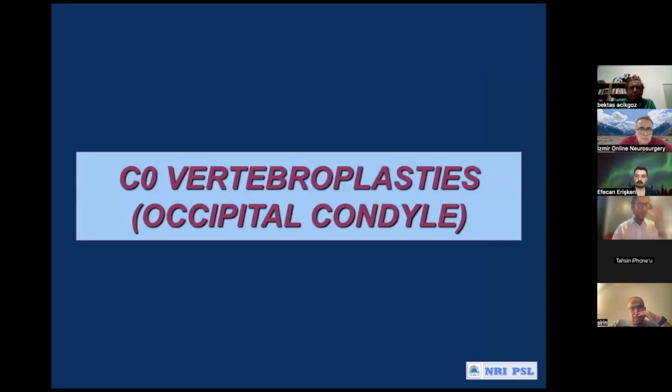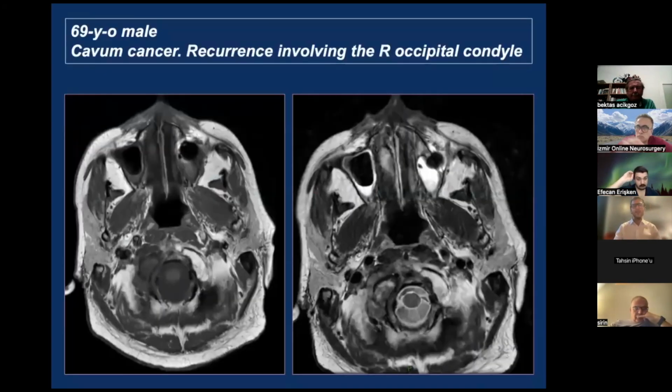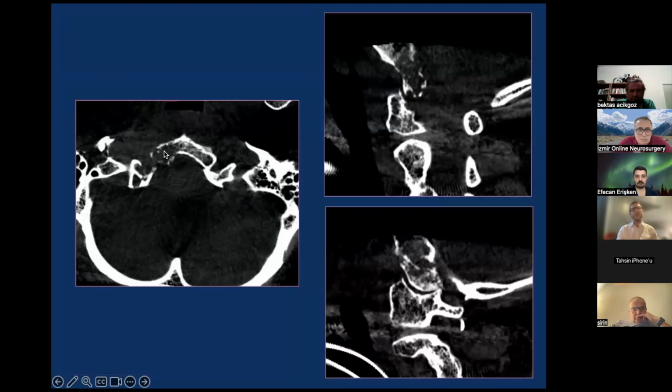Another challenge to treat cervical lesions is the lesion involving the occipital condyle, so the C0 lesion vertebroplasty. Here it's a 69-year-old male who had a cavum cancer, and he had a recurrence involving the right occipital condyle. So you can see this recurrence, which is here. There is an infiltration of the normal fat of the bone. And here you can see on T2 the lesion which involves the right condyle. And you can see on CT the osteolytic lesion involving the right occipital condyle, which is here.